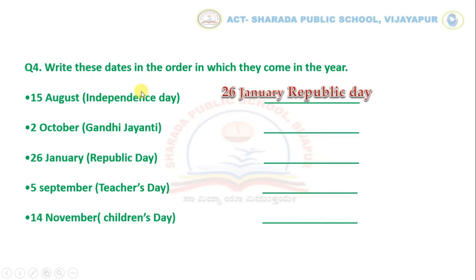So after January, which month will come? February. There is no event in February. February after March, April, May, June, July, July after August. So we can see the August month event here. That is 15th August, Independence Day. So children, we have to write 15th August, Independence Day. So children, try for the further months and write it in the order.